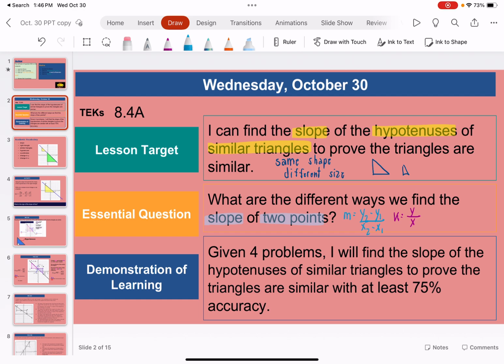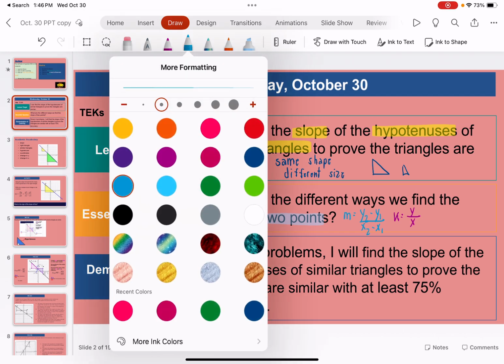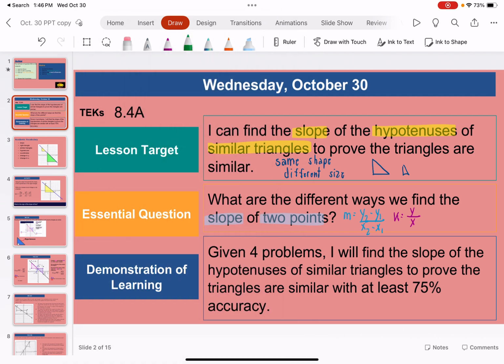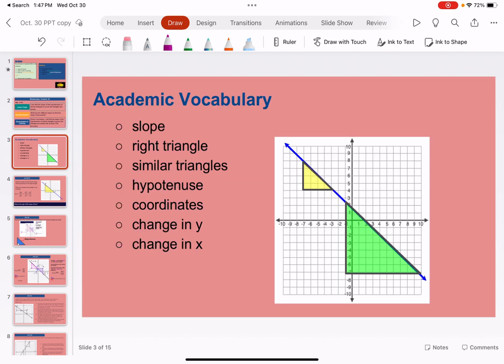So if we look at the two equations for m and for k, we're going to see that on top we have our change in y, and then on bottom we have our change in x. And our change in y, if we remember the y-axis, is our rise because we are going up or down. And then our change in x is called our run because we're either going right or to the left. So we're going to go into our vocabulary so that we can further understand what is a hypotenuse and why are we finding the slope of the hypotenuse.